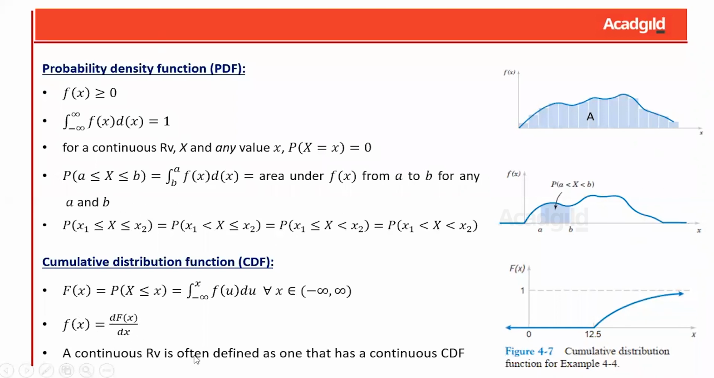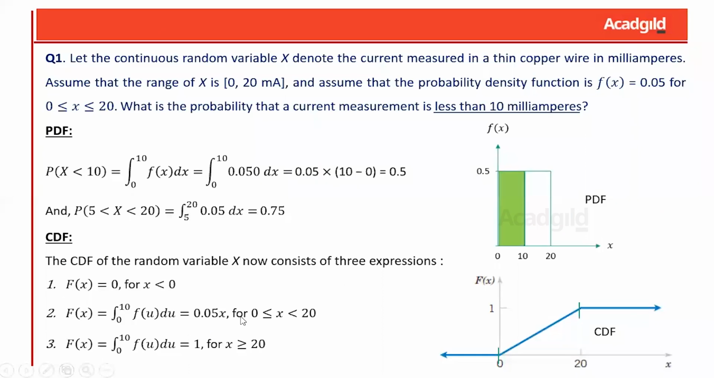A continuous random variable is often defined as the one that has a continuous cumulative distribution function. So we can understand the importance of understanding a CDF. So friends, now let us solve a problem for better understanding.